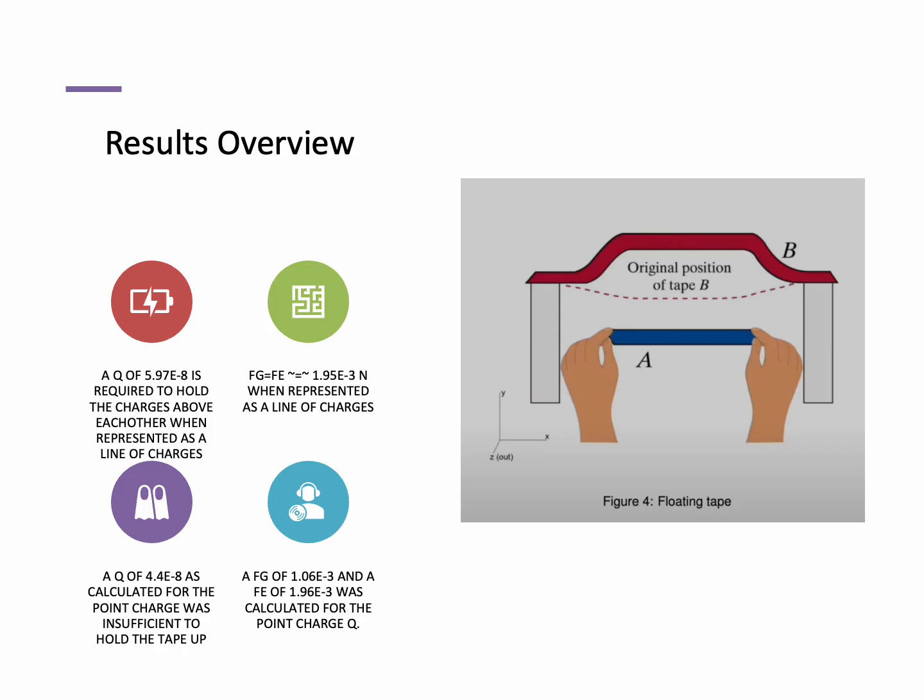For a preview of the results, a charge of 5.97 times 10 to the negative eighth was required to hold the charges above each other. This is as compared to the charge of 4.4 times 10 to the negative eighth that was calculated in the last lab when the tapes were represented as point charges. The difference in forces was approximately 32% in the end, but as you can see, for the top charge, it was 1.95 times 10 to the negative third newtons required to hold up the charge versus about 1.06 times 10 to the negative third that was generated from the point charge model.